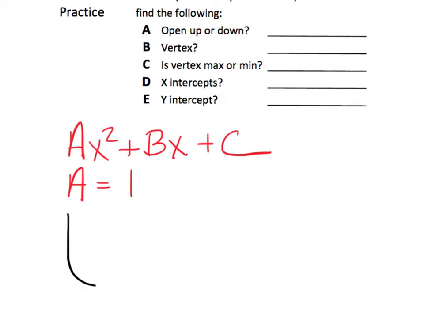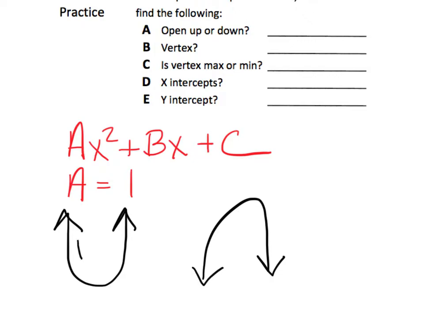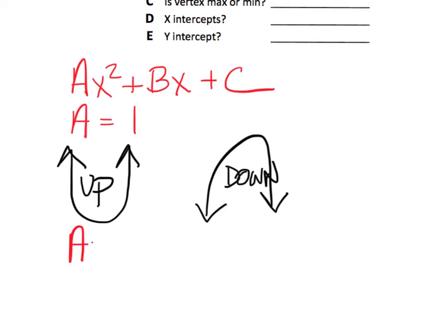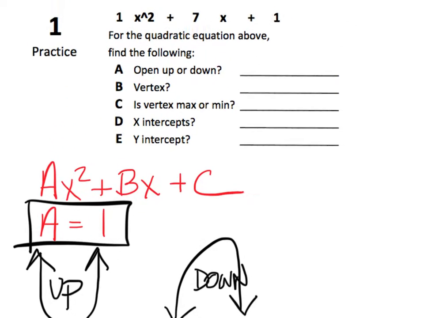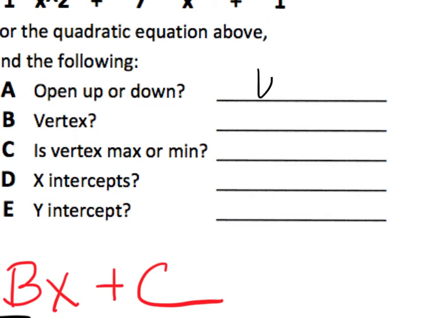Your graphs will look like this. If it opens up, it looks like that. If it opens down, it looks like this. This is up, this is down. And if it is up, that means A is a positive number. If it opens down, A is a negative number. If you look at A from our expression, it is positive 1. Therefore, this one opens up. There is your first answer. Up.